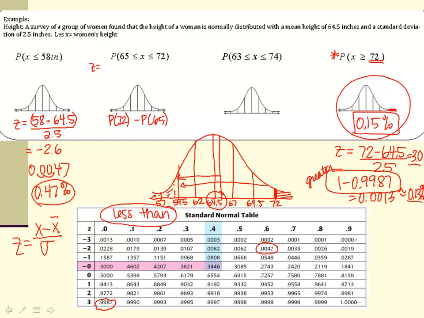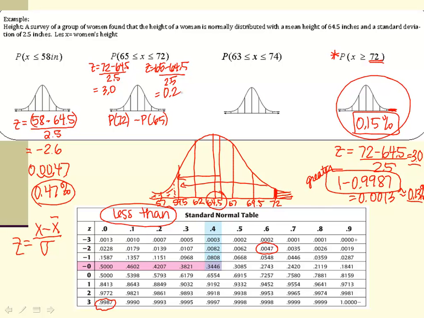The z-score for 72 is 72 minus 64.5, all divided by 2.5, and we said you got 3.0. Okay, so I do the z-score for 65: 65 minus 64.5, all over 2.5. I get a z-score of 0.2. And again, you're always rounding to the nearest tenth.